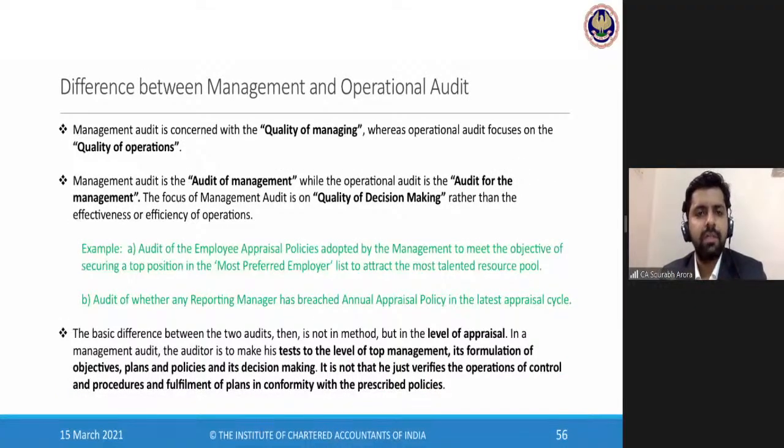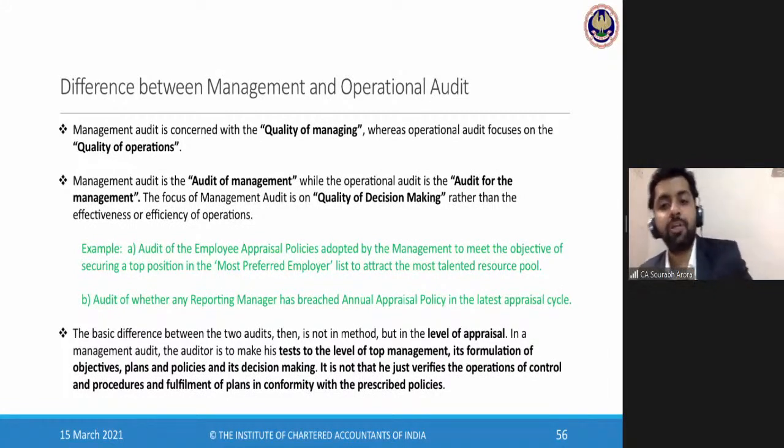But there are some differences, as I've discussed. In the management audit, we are auditing the quality of managing, since it is about the managers. In the operational audit, we are discussing the quality of operations. Management audit is the audit of management. You are actually going to audit the top level management and their strategic decisions, whether those are in compliance with the objectives of the organization, their mission statement, and their goal statement.